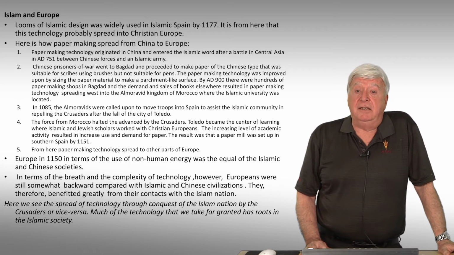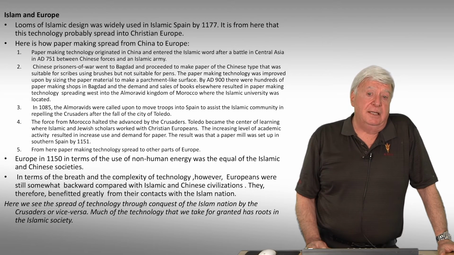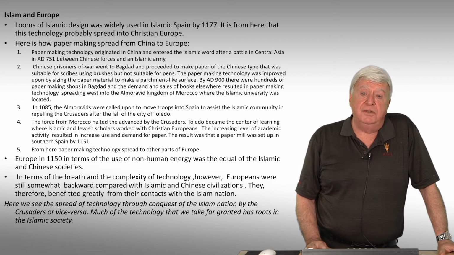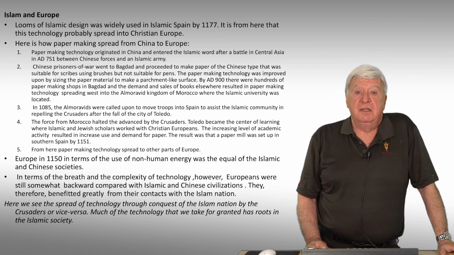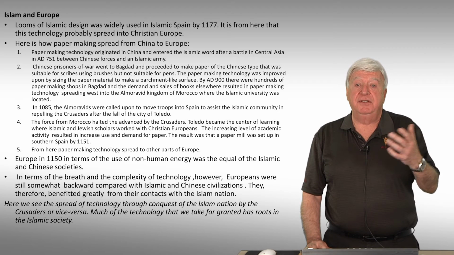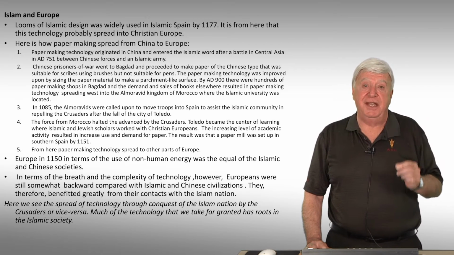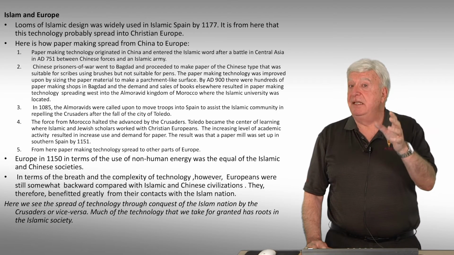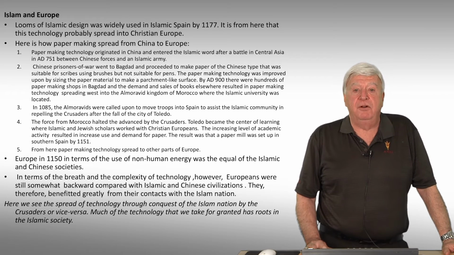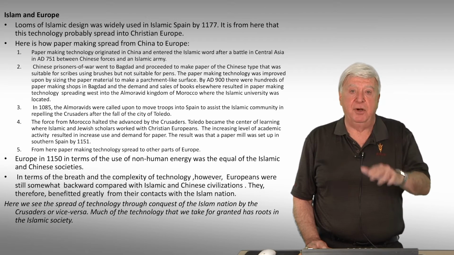First of all, paper-making technology, again, originated in China and entered the Islamic world after a battle in Central Asia in AD 751 between Chinese forces and the Islamic army. Chinese prisoners of war went to Baghdad and proceeded to make paper of a Chinese type that was suitable for scribes using brushes, but not suitable for pens. Okay, so here we have a thing where this has to be modified now if we're going to use pens. The paper-making technology was improved upon by sizing the paper material to make a parchment-like surface.